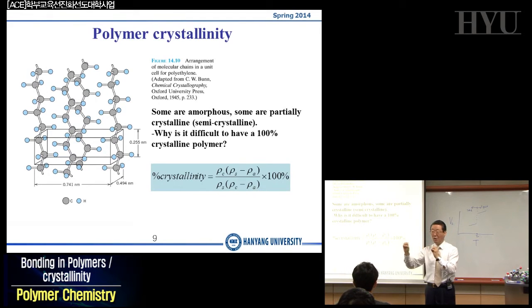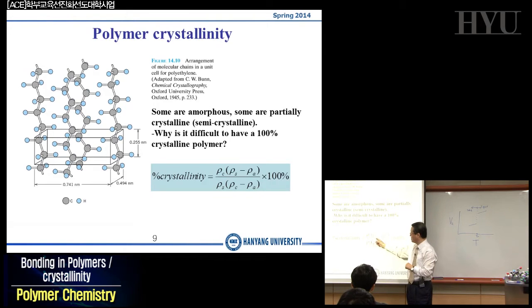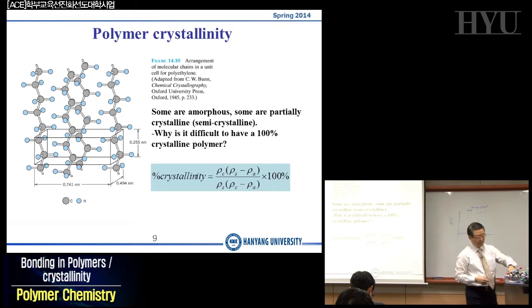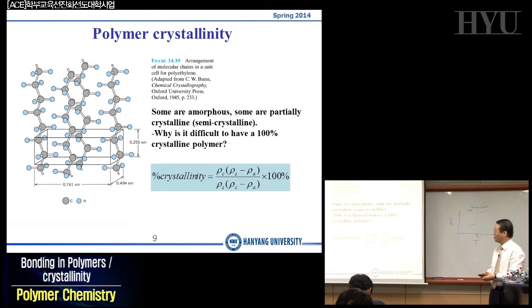Mass divided by the volume, specific volume, right? ρ is equal to m divided by V. If you know the mass and the specific volume, then you can calculate the density, right? So by knowing the mass and volume, you can measure ρ_S. So ρ_S, ρ_C, and ρ_A are important parameters to calculate the crystallinity of your material. And you can derive this equation from the definition as well.